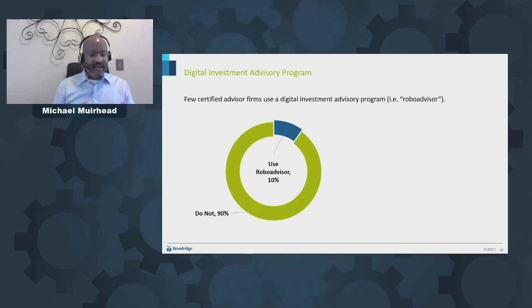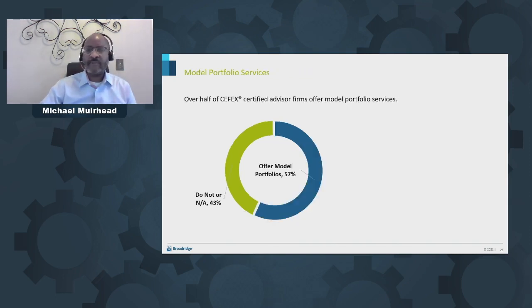Here we asked advisory firms about their capacity or their usage around investment advisory products, such as Robo. And here we still see little adoption of advisory firms making available robo type of advisory solutions. Only about 10% have that as part of their product offering during our last review.